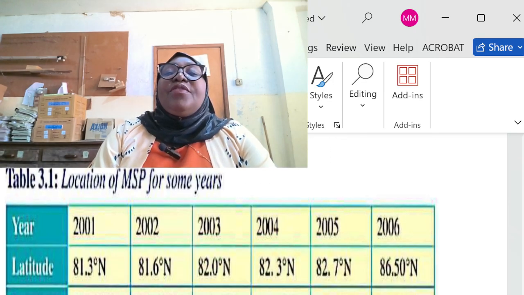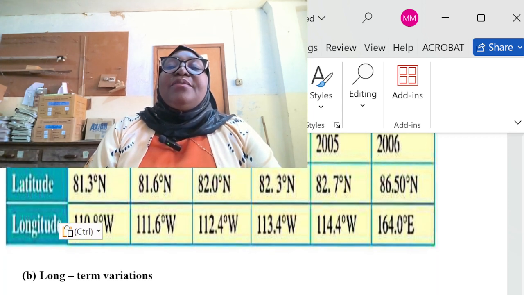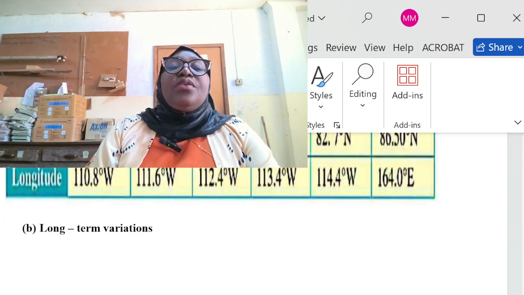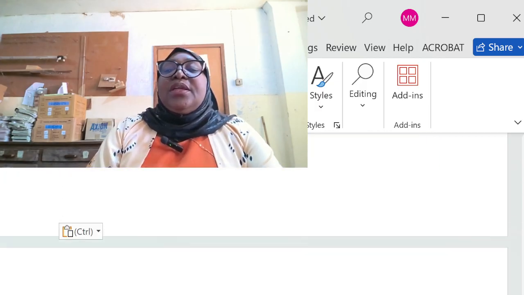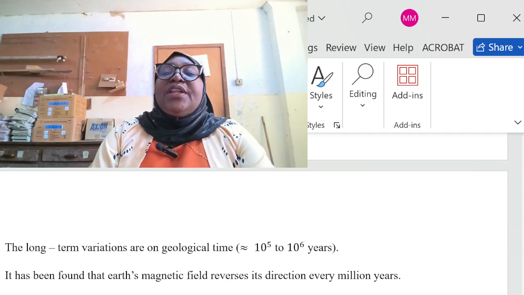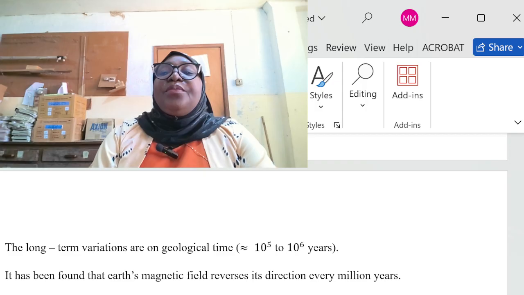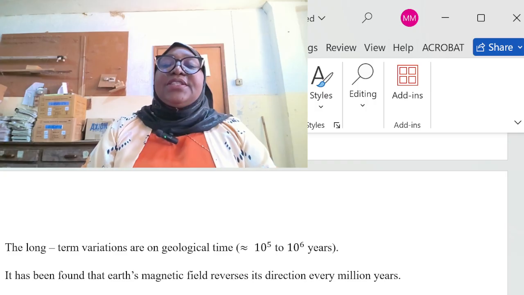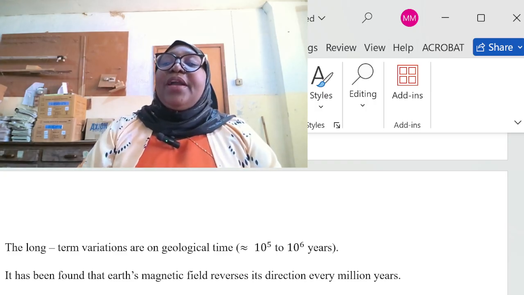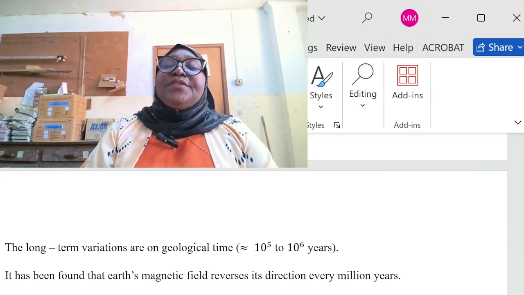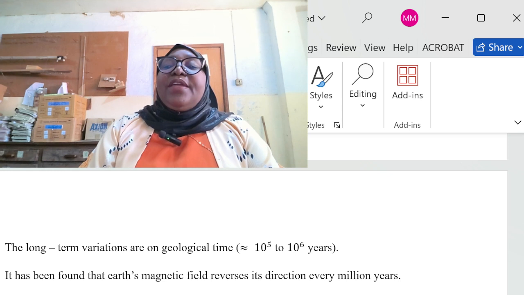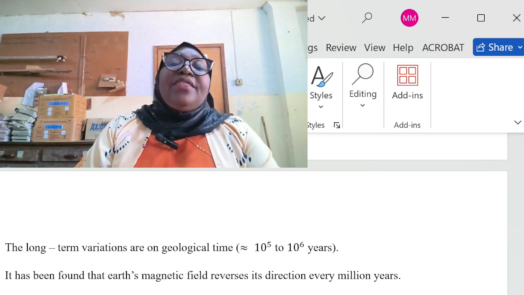Here we have the table for the variation of the magnetic field from time to time. Long-term variation. The long-term variations are on geological time, about 10 power 5 to 10 power 6 years. In this case, the magnetic field reverses its magnitude and direction about every million years. The long-term variation is caused by the dynamics of the Earth's interior.